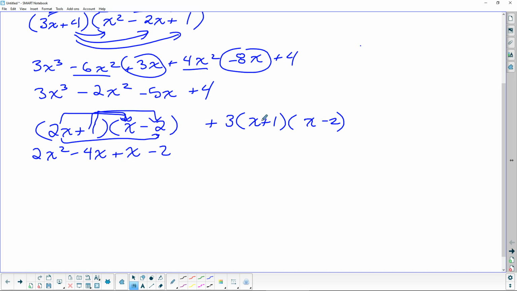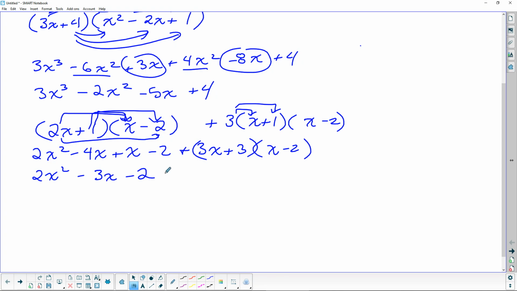And then this one here, you can multiply the 3 and then expand it, or you can leave the 3 and expand it later. But let's multiply the 3 out, and then we'll expand it next. So 3x plus 3 times x minus 2. Of course, we have to do multiplying before we do any combining. These can be combined though because they're like terms. So 3x minus 2. Now we've got to do a FOIL on this.